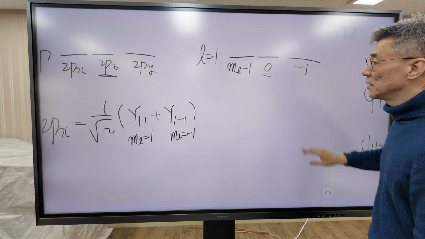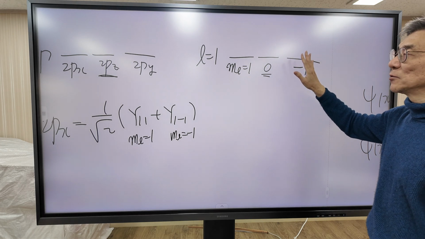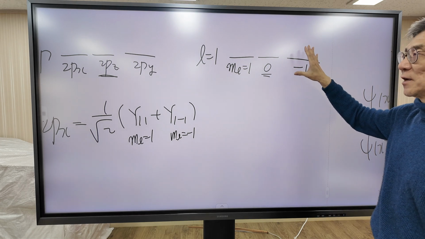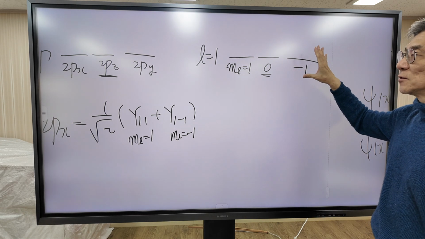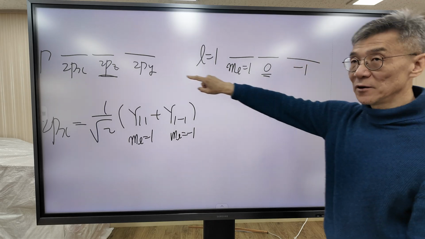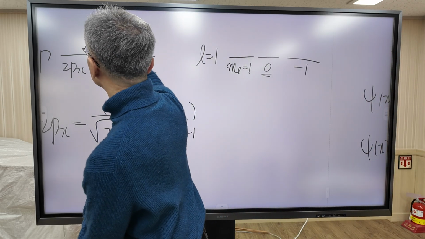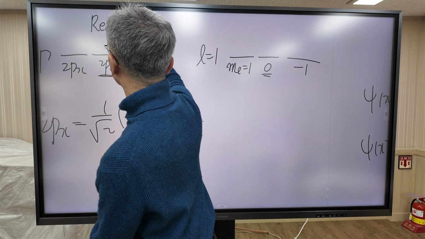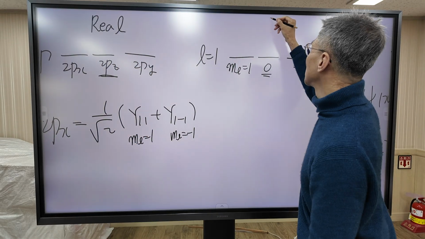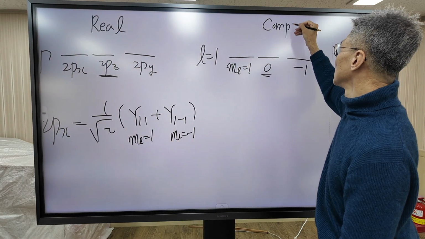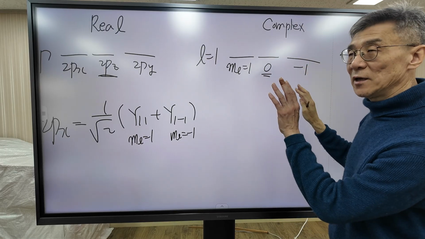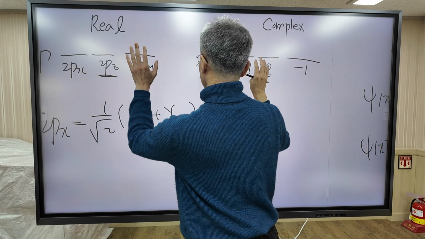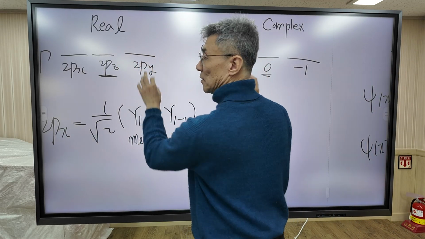Now, this one is the same situation. When you solve the Schrödinger equation for the hydrogen atom, you can express the solution using a real valued function. This is the real valued function. But this is a complex valued function. But anyway, these functions represent the same set of functions.